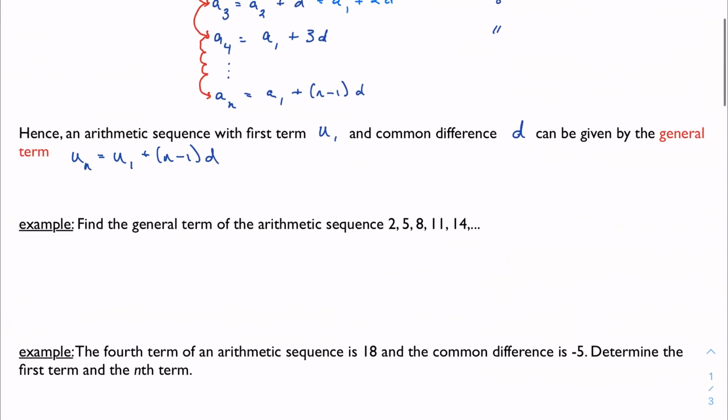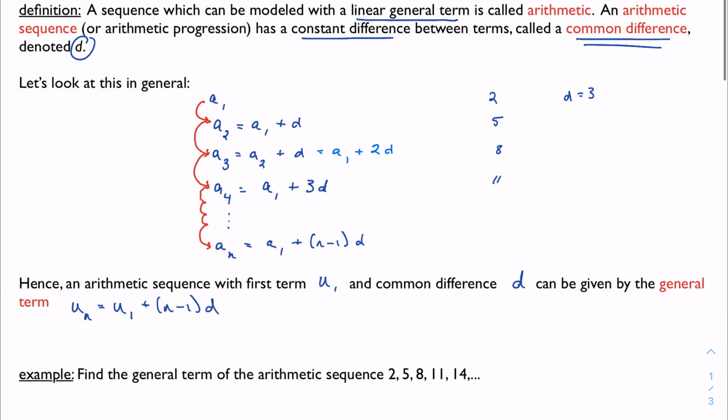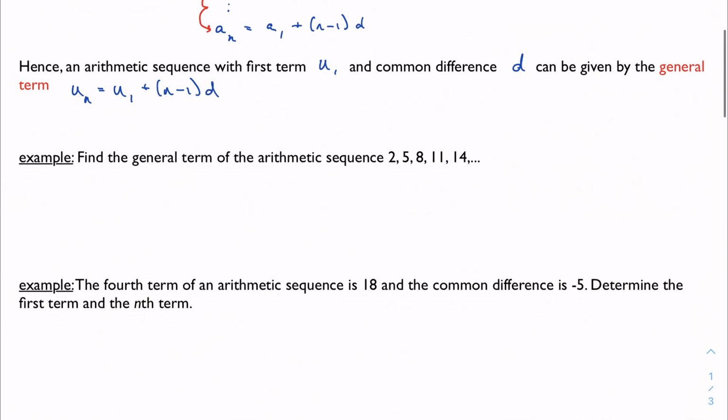So for example, find the general term of this arithmetic sequence. Well, we've already actually started talking about this arithmetic sequence. It happened to be the one that I just gave you above. So let's look at this. The first term is 2. So here's my u sub 1, excuse me. My common difference, we can see that I'm adding 3 every time. So my common difference is 3.